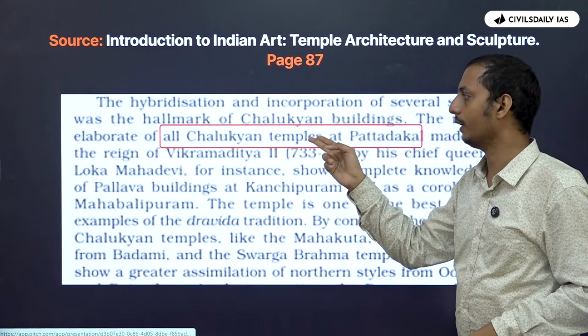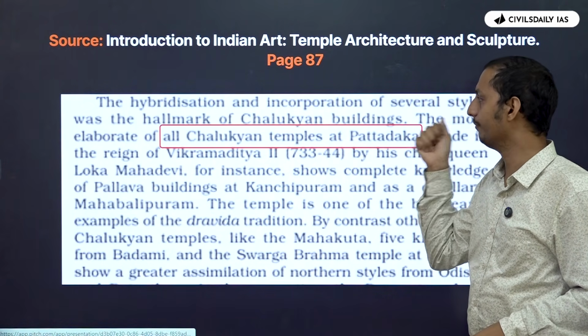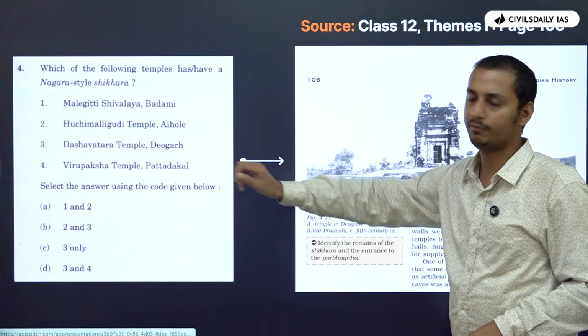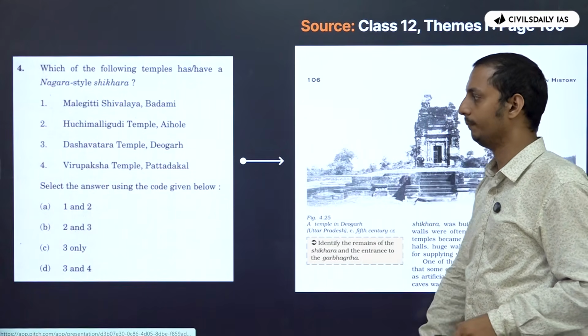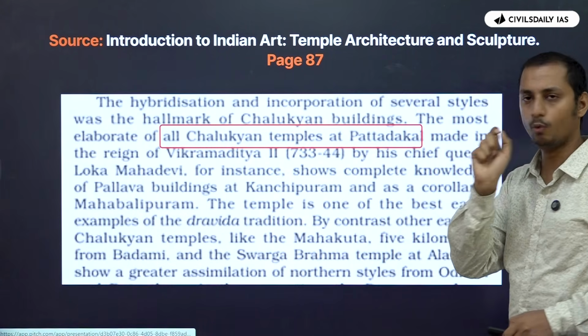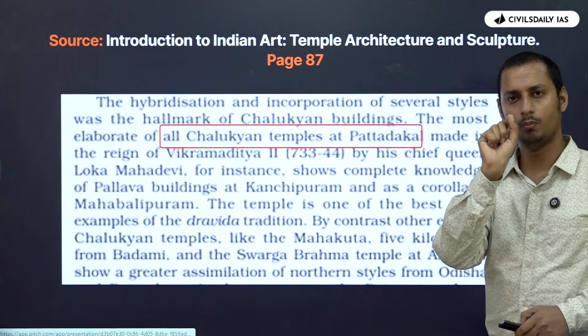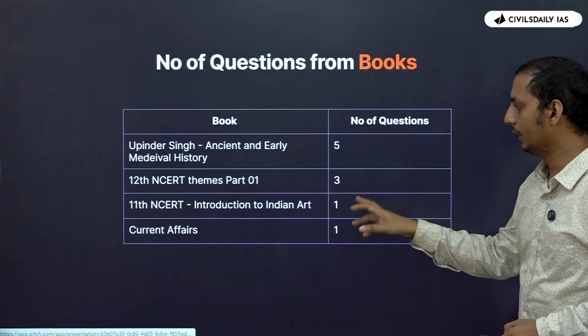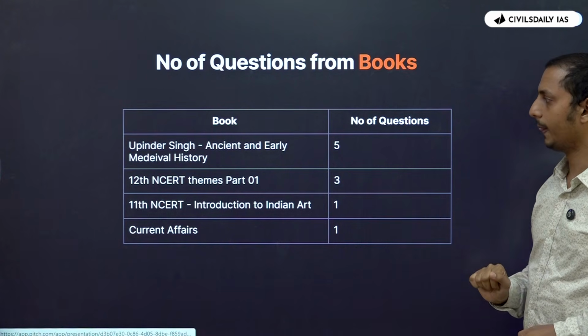They talk about how the Chalukya temples and Pattadakal were under the Vesara style. So here, the Virupaksha temple at Pattadakal will not be the answer. Okay, so 1 direct hit, meaning you won't be able to solve the whole question, but 1 option you will be able to get from Introduction to Indian Art. Then 1 question from current affairs.